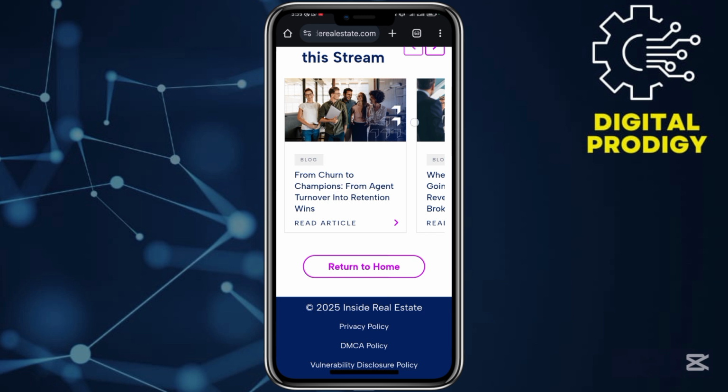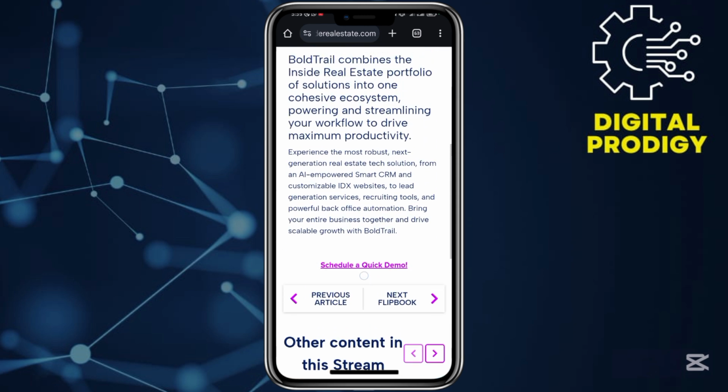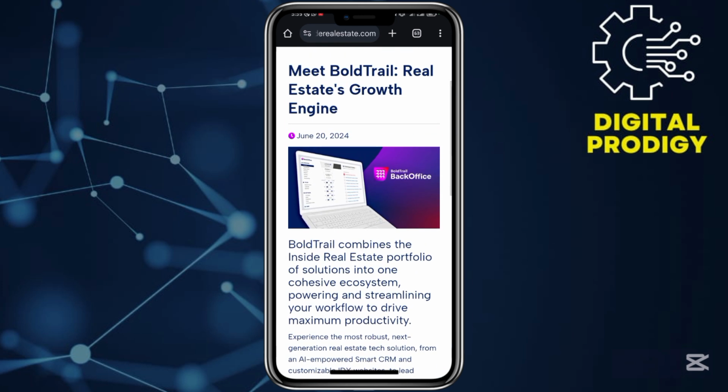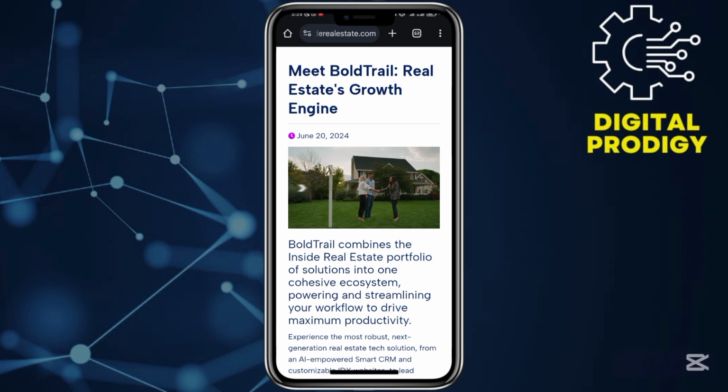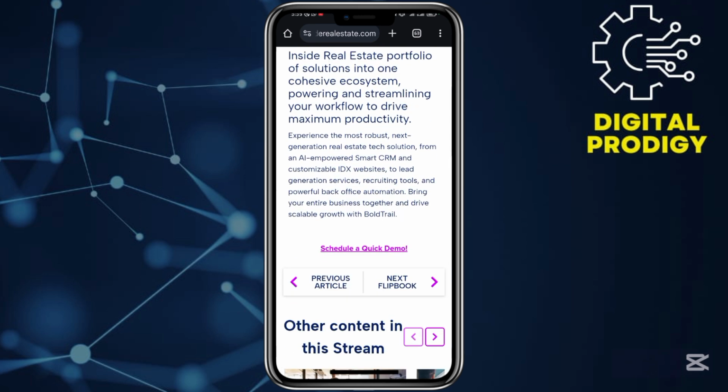You can come and read a lot of these articles, but basically that is it about the Boldtrail. So even here they have a small video. You can read it over here. It was posted on 20th June 2024, and it's all about real estate ecosystem solutions and portfolio in downstreaming and also maximizing productivity.